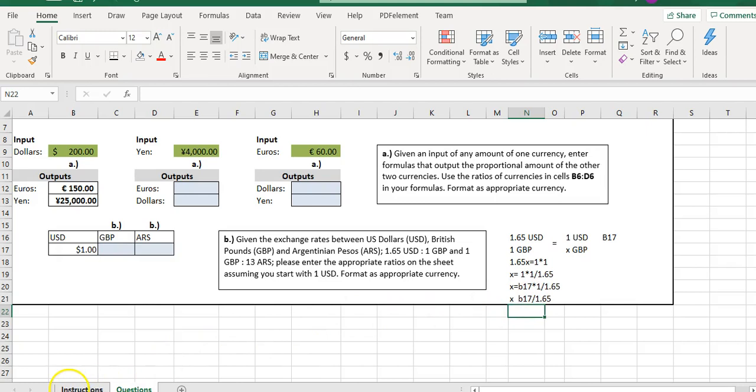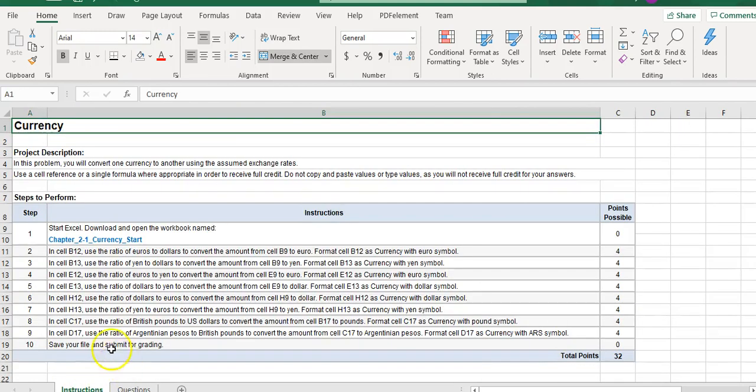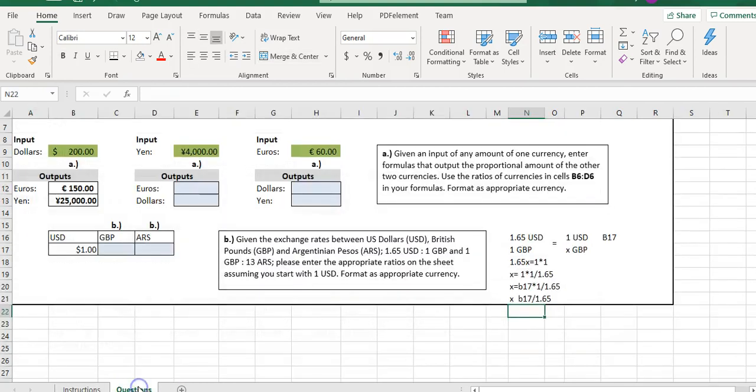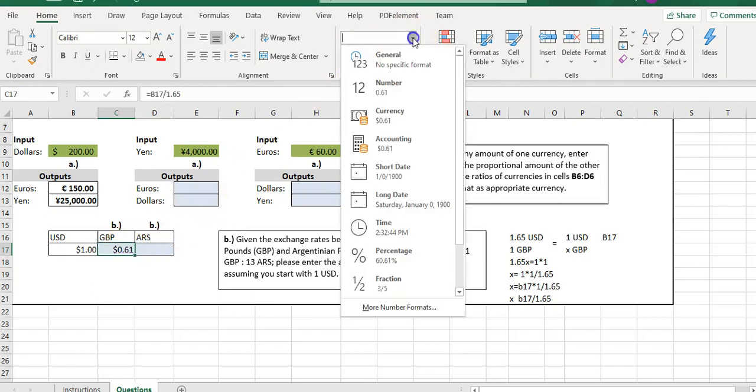And then they tell you in the instructions for cell C17, convert it to British pounds, format it as currency with the pound symbol. And this is a little bit tricky. So we're going to type in our formula. I'm going to give you a minute. Okay, so we've done our calculation and we got an answer. We want to format it as currency. So we're going to click on this and format it as currency, which it already is.